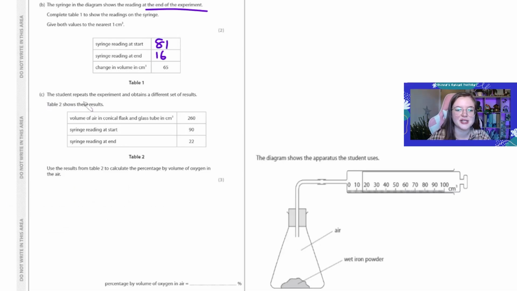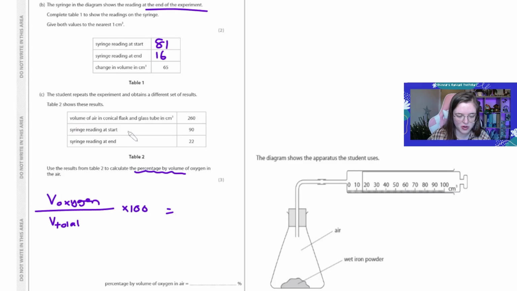Then part C, the student repeats the experiment to obtain a different set of results. There they are. Table 2 shows these results. Use the results from table 2 to calculate the percentage by volume of oxygen in the air. Okay, so the percentage by volume of oxygen in the air is going to mean the volume of oxygen out of the total volume, the fraction by volume of oxygen in the air, and then times it by 100 to get a percentage. We need the volume of oxygen and the volume in total. Well, let's have a look.